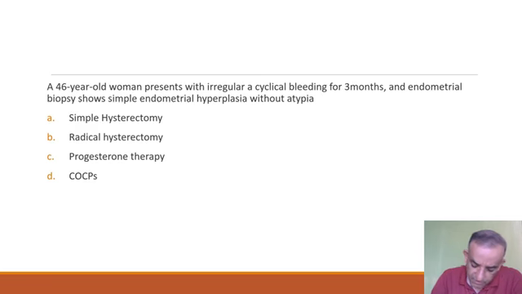A 46-year-old woman presents with irregular acyclic bleeding for 3 months. An endometrial biopsy shows simple endometrial hyperplasia without atypia. So what is the management? Yes, what are you going to do? This is that hot shot PG entrance and NCI question. If a woman has irregular acyclic bleeding and is around 40 to 50, they're going to give the age.